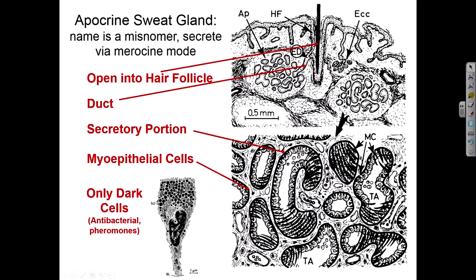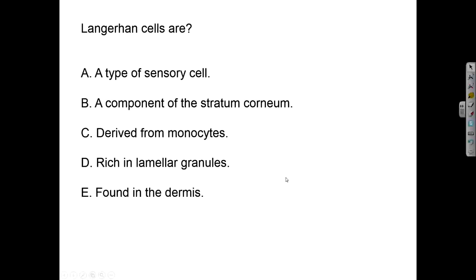These also have a much larger luminal diameter. So, in comparison to an adjacent merocrine sweat gland, you can identify the different types of glands.